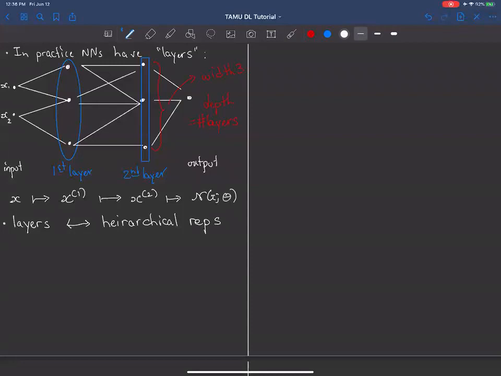Okay, so I want to now go back and tell you how neural networks are used for supervised learning. I call this the typical use. Again, let me emphasize that neural networks are not only used for supervised learning, but just for the purposes of this tutorial, that's what I'm going to focus on. The typical use, again, has a number of steps.